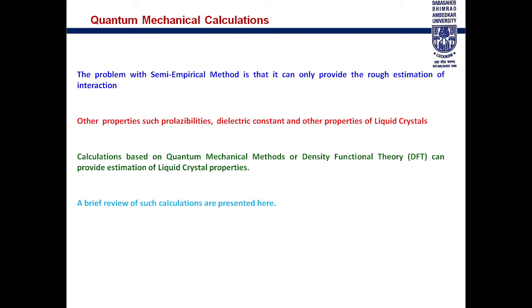Quantum mechanical calculation. The problem with the semi-empirical method is that it can only provide a rough estimation of other properties such as polarizability, dielectric constant, and other properties of liquid. Calculation based on the quantum mechanical method or density functional theory can provide estimation of liquid properties. A brief review of such calculations follows.